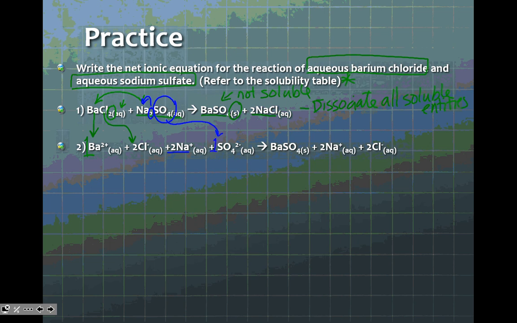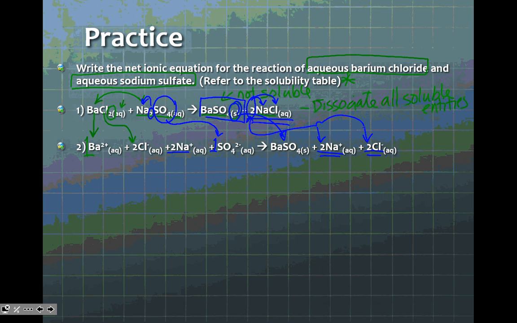Cool. Take a look over here in our product side. This is what we decided was the not soluble entity, so it's solid. Because it's solid, we do not dissociate it. It stays as solid. And right here, because we balanced the equation, notice this coefficient here. That goes to the sodium and to the chloride ion. So when we dissociate, there's 2 sodium ions and there's 2 chloride ions because of the coefficient.